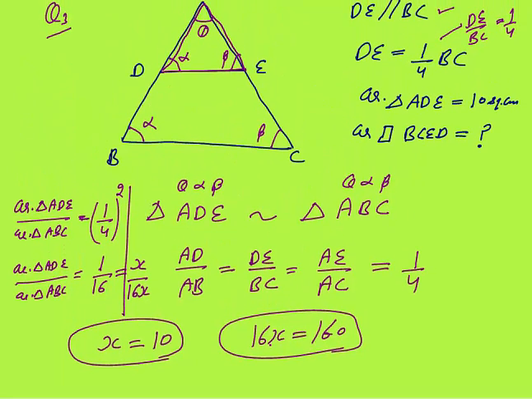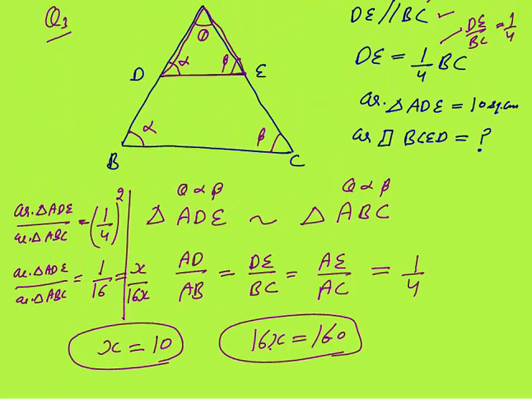But we don't have to calculate the area of triangle ABC. We need to calculate the area of quadrilateral BCED. So the complete triangle area is 160, out of which 10 is the small triangle. So this will be 150 square centimeter. This is 10, this is 150, and together they make 160. So our answer is 150 square centimeter.